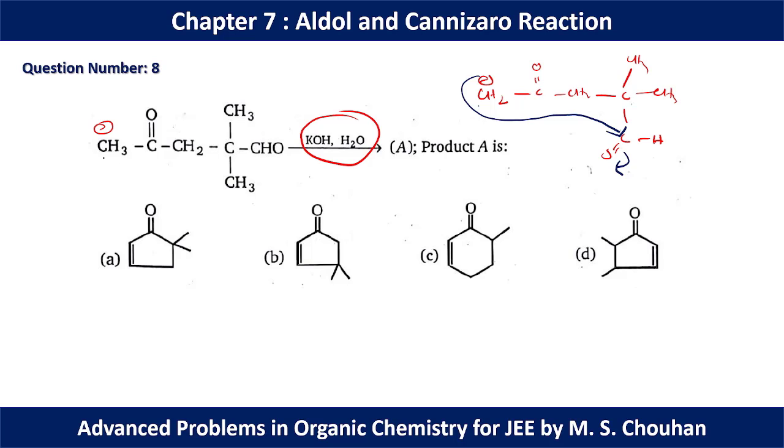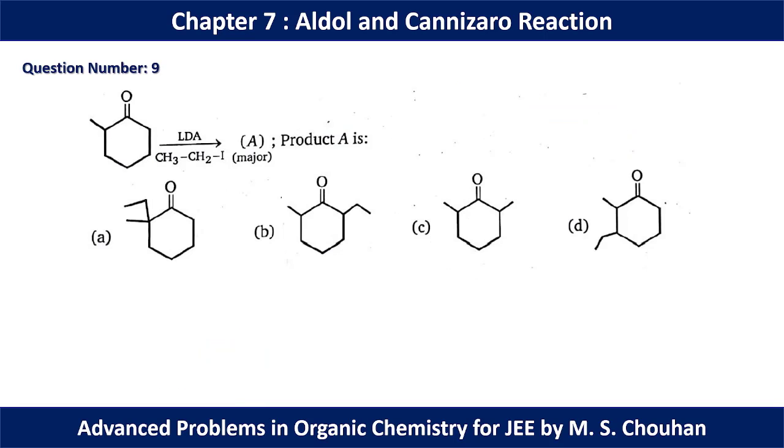So we are going to form 1, 2, 3, 4, 5, a 5-member ring. 1 and 5 positions are attached. So there will be a double bond between 1 and 5. In 2 position we have C=O, CH2, and again we have 2 methyl groups. So for question number 8, option B should be the correct option.